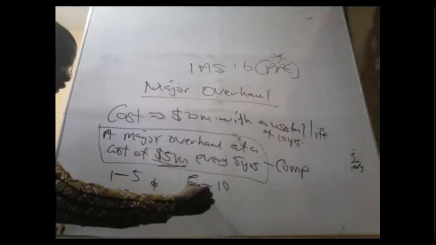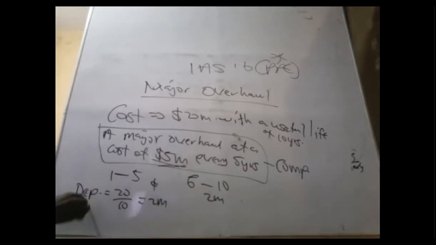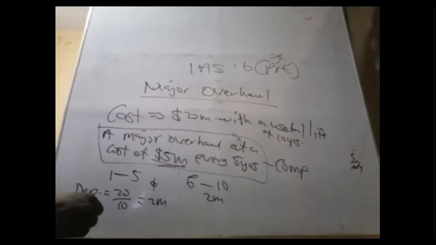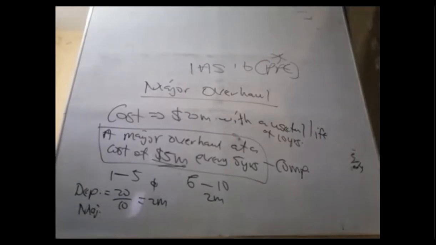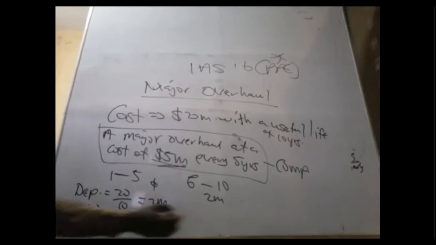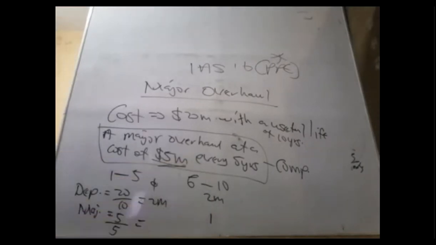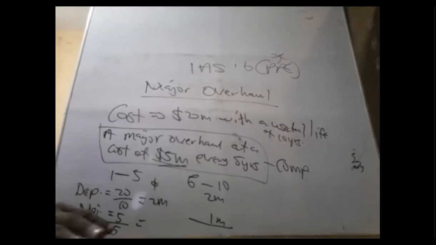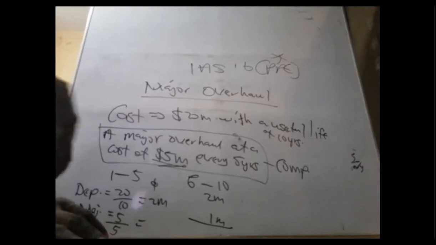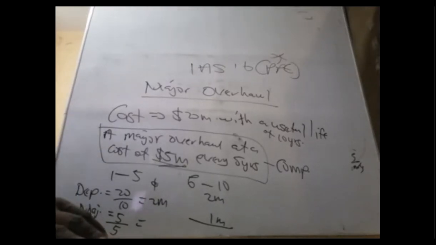Then from year 6 up to year 10, that is where they incurred the additional 5 million. So depreciation will still be 2 million plus the major overhaul. You also have to amortize the major overhaul over the interval. So it will be 5 million over 5 years, and that will give us 1 million. So from year 6 going, the total depreciation will be 3 million for that particular asset. In short, anytime you incur a major overhaul at a regular interval, kindly treat the overhaul as a component and depreciate it over the interval.